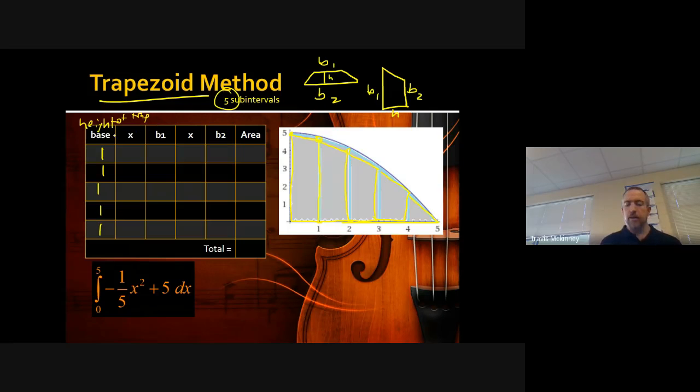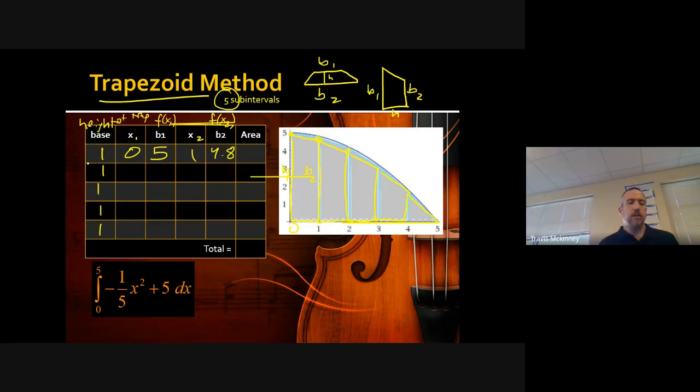Now, in my table, I don't know if your table says X and X or if it does say X1 and X2, but I would make it X1 and X2. And then B1 is really just the height that went with X1. So B1 is really just f of X1 and B2 is really just f of X2. So to fill out this first row, the first trapezoid is going from 0 to 1. So one X value is 0, the other X value is 1. And then I can plug it in to get these values, so 5 and 4.8. I'll get the area in a second.